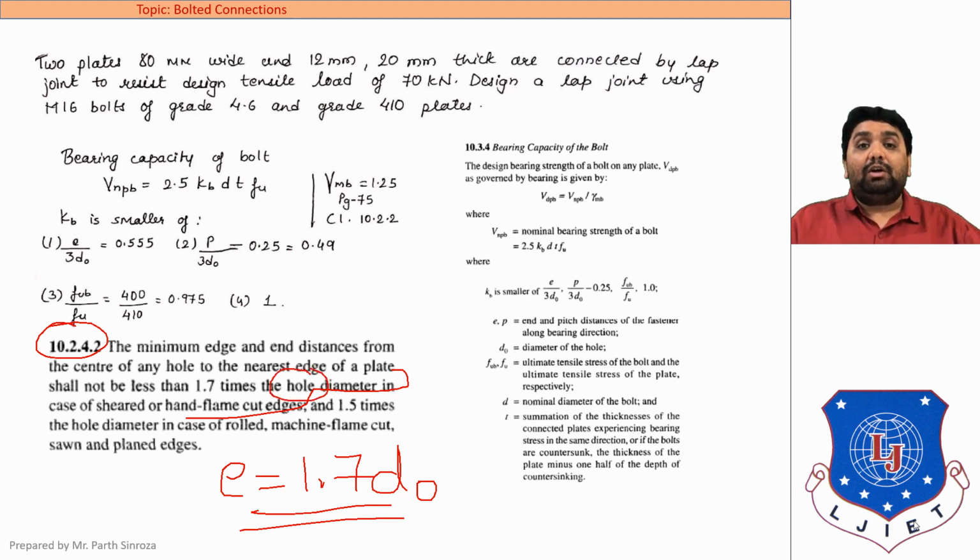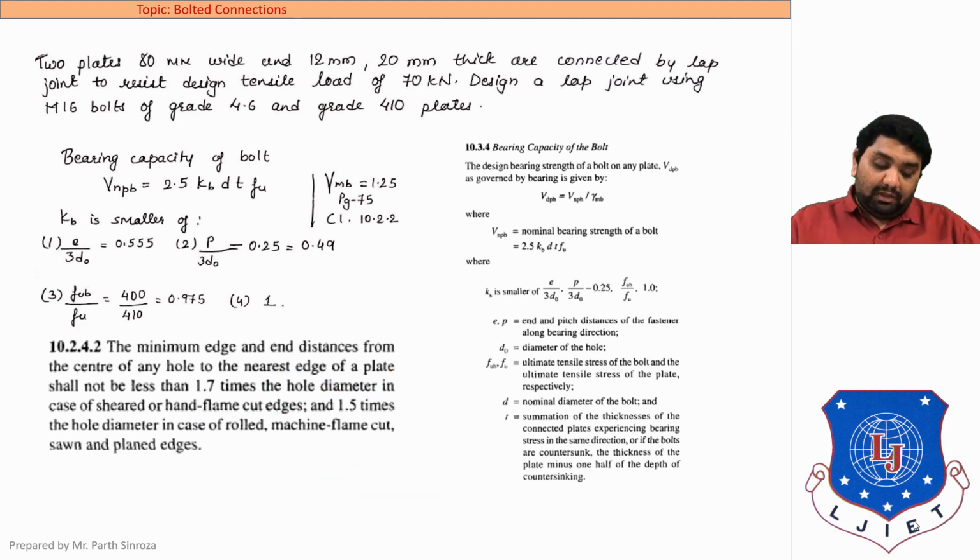For pitch it was bolt diameter, and for edge it will be hole diameter. So E and P can be calculated using these equations given in this IS code. The first case, that is E upon 3D is 0, comes out to be 0.55. The second case comes out to be 0.49.